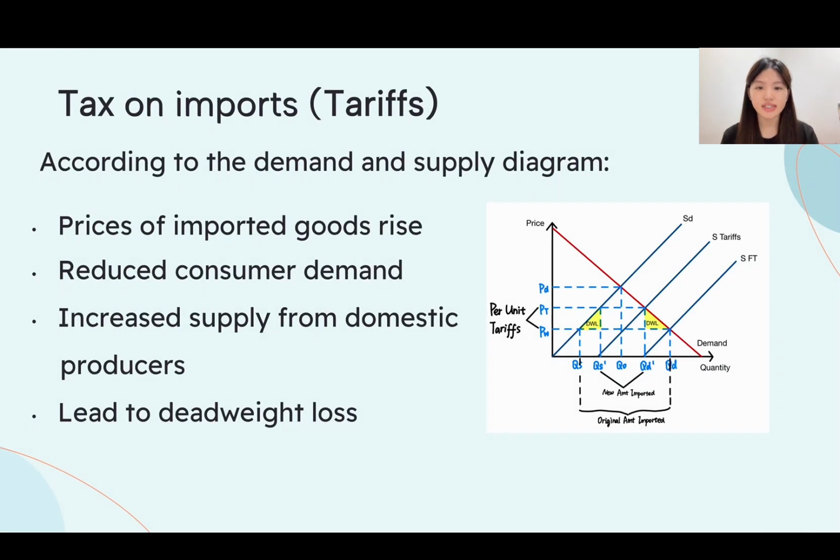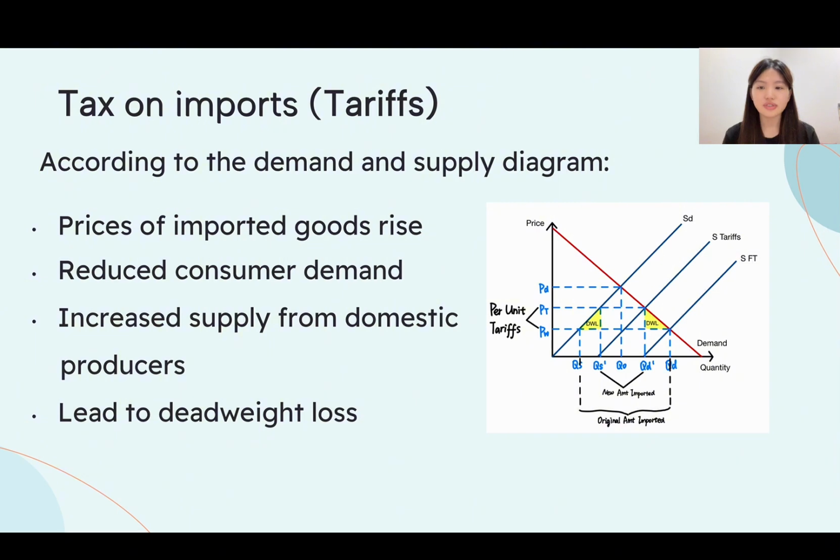With the next question, let's turn our attention to the impact of a tariff first and let's look at the demand and supply diagram. With the introduction of a tariff, the price of imported goods increases, so the supply curve shifts to the left. Because of the increase in price, consumers buy less of the imported goods, so domestic producers increase supply. Because consumers have to pay a higher price for the product, welfare decreases.